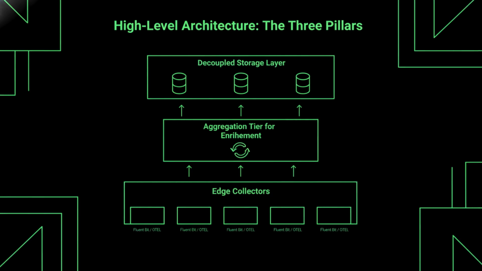A robust logging architecture stands on 3 pillars: edge collectors, an aggregation tier, and the storage layer. Edge collectors like FluentBit or OTel collectors sit closest to the application to minimize latency. The aggregation tier serves as the traffic controller, deduplicating and enriching logs before they reach the database. Finally, the storage layer must be decoupled from compute to ensure we can scale each independently. For a global deployment, this means placing collectors in every region while centralizing the query interface for your engineering teams.